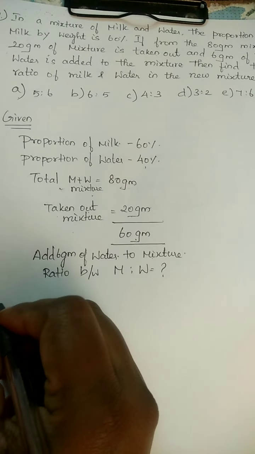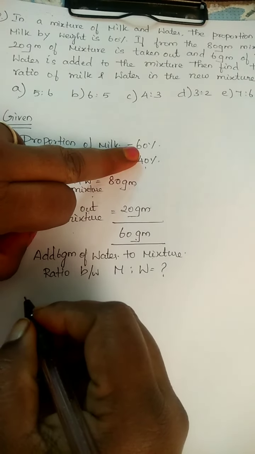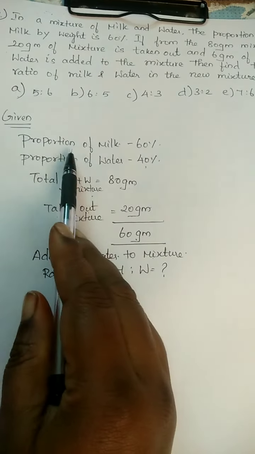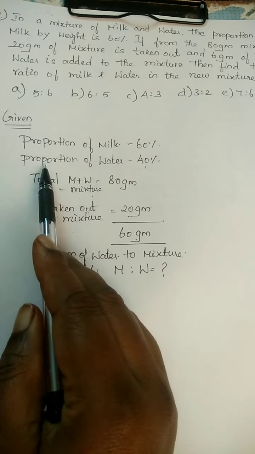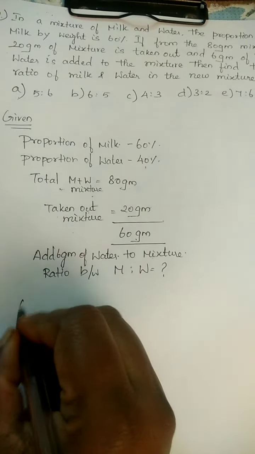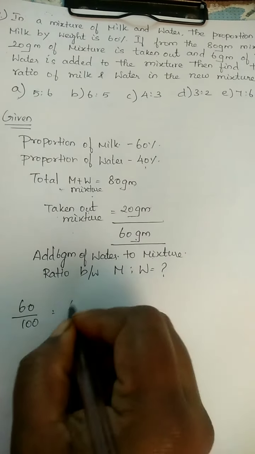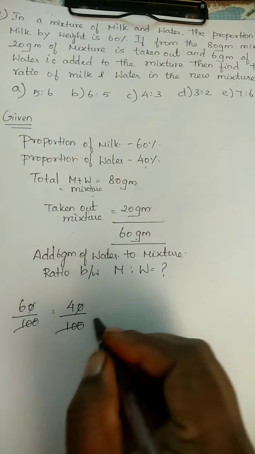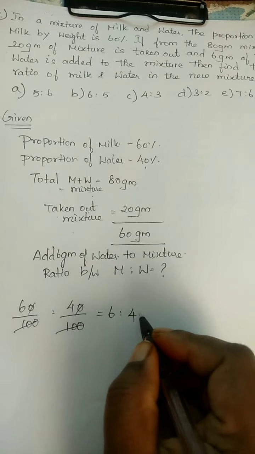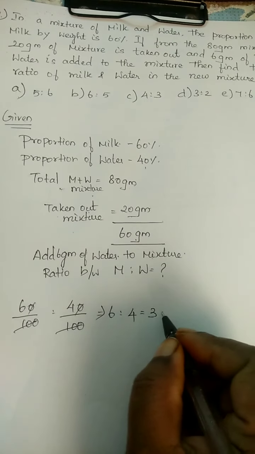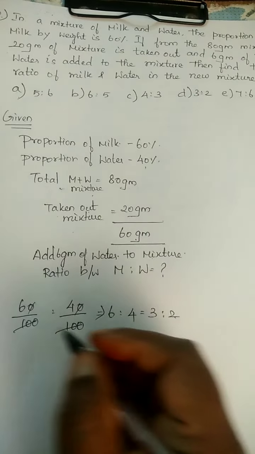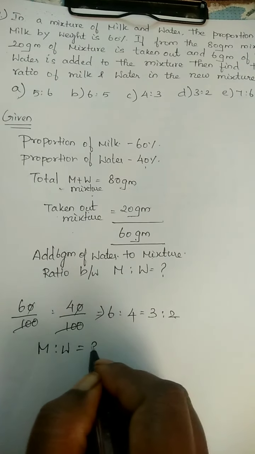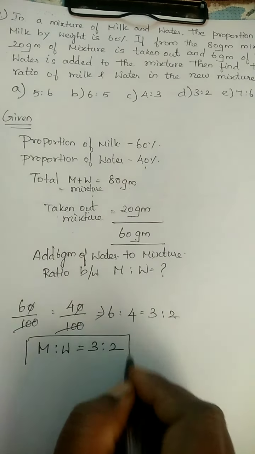Now, from the given one, we are going to find the ratio between milk and water. We already know the proportion of milk is 60 and the proportion of water is 40%. So 60 by 100 and 40 by 100. 100 cancel, 0 cancel, which is 6:4, now equal to 3:2. This is the ratio between milk and water, 3:2. Okay.